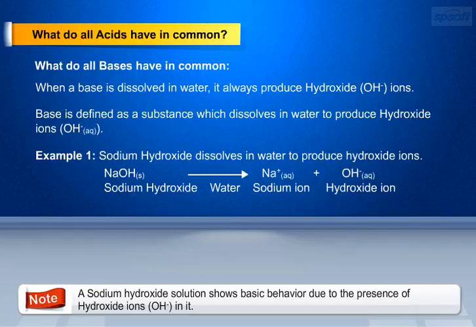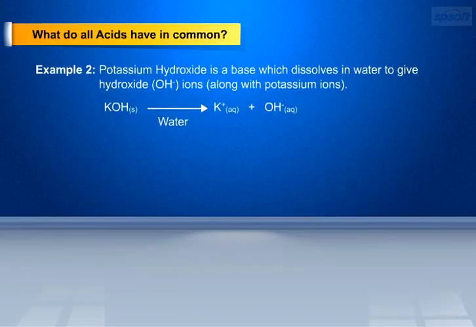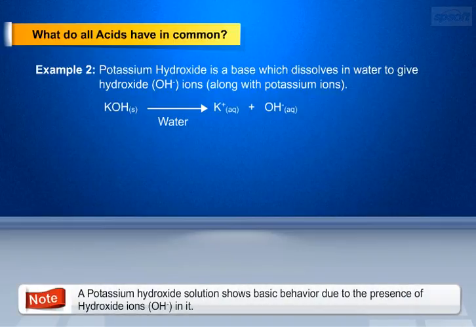The next example is potassium hydroxide, a base which dissolves in water to give hydroxide ions along with potassium ions. The chemical equation is KOH, in the presence of water, gives K+ ions and OH- ions. Please note that a potassium hydroxide solution shows basic behavior due to the presence of hydroxide ions in it.